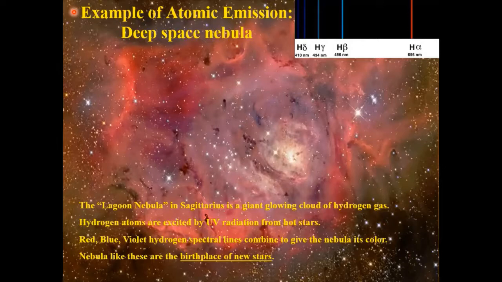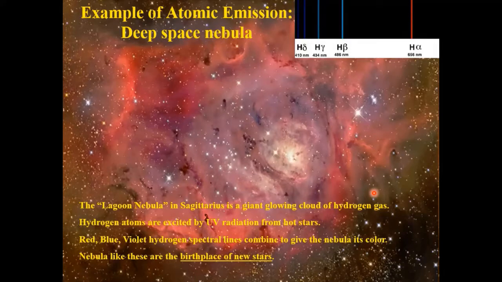Let's look at some examples of atomic emission. One of them in astronomy is called a nebula, and a nebula just means a glowing cloud of gas. So this beautiful picture here is a picture of what's called the Lagoon Nebula. It's in the constellation of Sagittarius. And this is basically a giant glowing cloud of mostly hydrogen gas. There are other elements in it, and we can also see some dust clouds, these dark features here, but the predominant composition of this cloud from our study of spectroscopy is hydrogen.